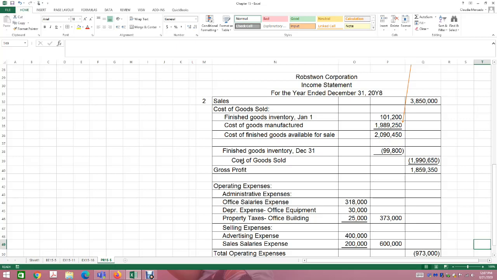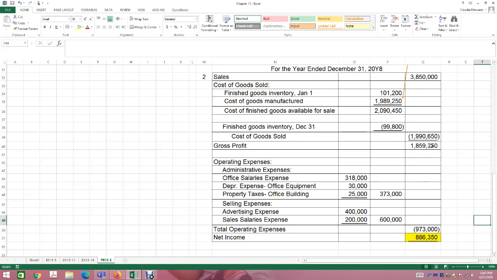Okay. So that means that during this year I sold 1,990,650. Okay. And because cost of goods sold is an expense, I'm going to go ahead and subtract it. So I'm going to get my sales minus my cost of goods sold. That will give you a gross profit of $1,859,350. Now with that money, you have to cover your operating expenses, which include your admin and selling expenses.